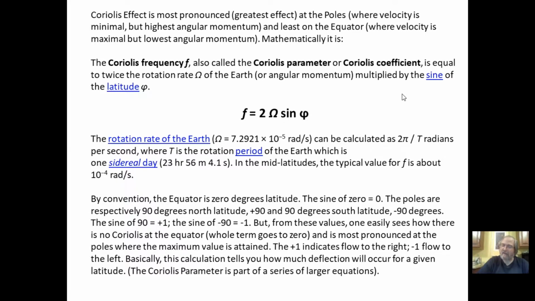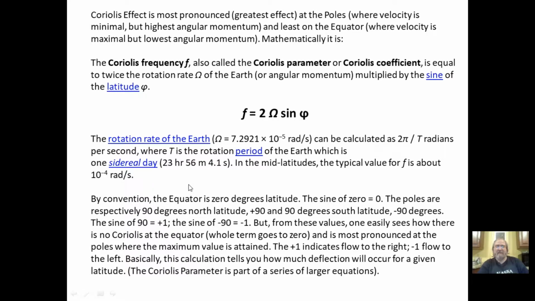And as you can see, it can be calculated as 2 pi over T, capital T, radians per second, where T is the rotation period of the Earth, which is 1 sidereal day. It's not 24 hours. It's 23 hours, 56 minutes, 4.1 seconds. That's another reason why we have leap years and leap days and all sorts of stuff. We round it to 24 hours, but Earth actually completes one rotation in this indicated time right there. In the mid-latitudes, the typical value for f is about 10 to the minus 4 radians per second.